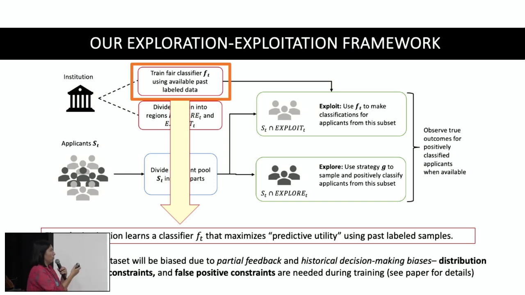So the first thing we're going to do is take our data, admittedly biased, incomplete data that we have, and train a type of fair classifier. We make sure that this classifier maximizes the predictive utility, perhaps using whatever fairness constraints that you have determined, right? Now, again, the labeled data set will be biased due to partial feedback from the past or historical decision-making biases. So we don't have very complete information about the whole domain.